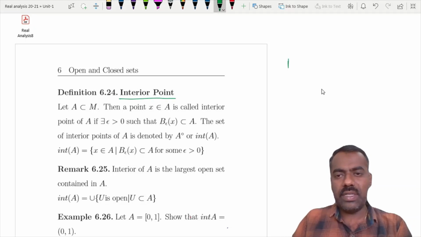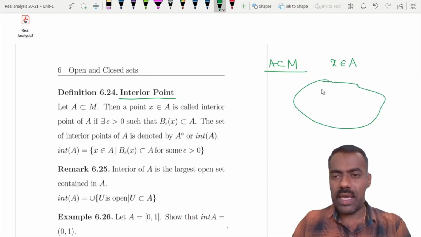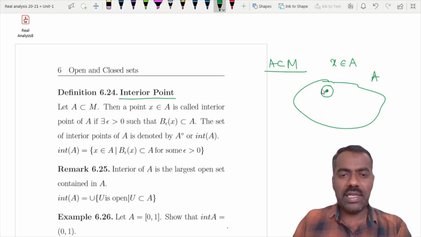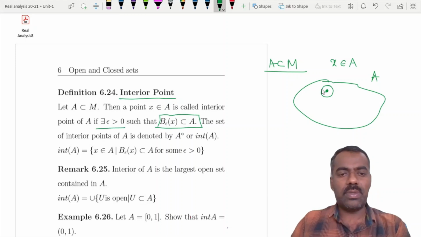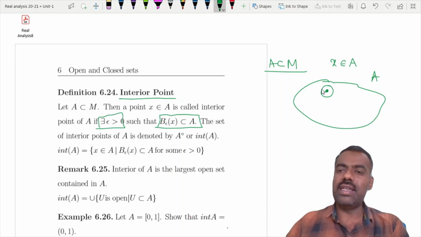So take M as a metric space and A as a subset of M. Then we say that a point X in A is called interior if, suppose this is set A and you take any point X from that set, we say that this point is an interior point if we can find a ball around X, some ball, such that it is completely contained in A. If this condition is satisfied for some epsilon, then we say that it is an interior point.